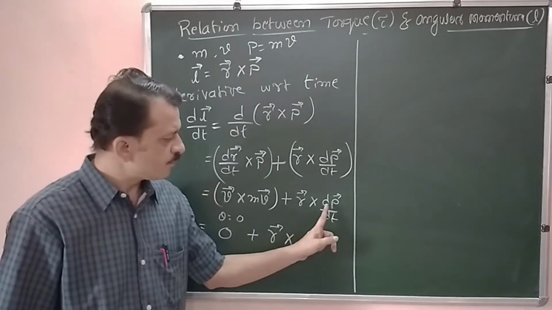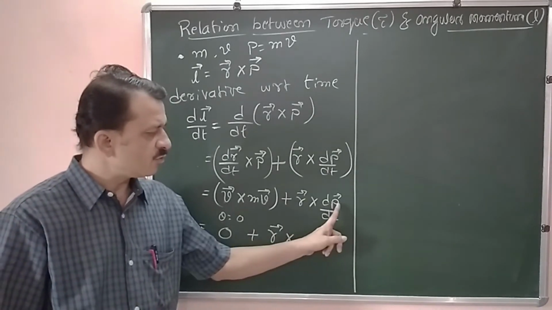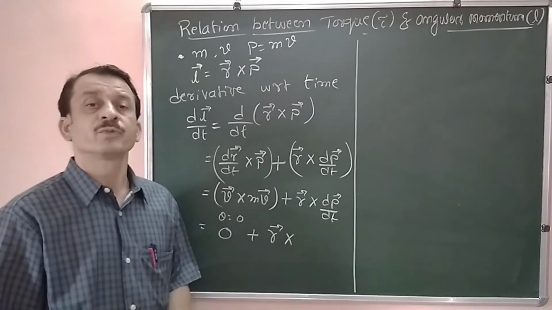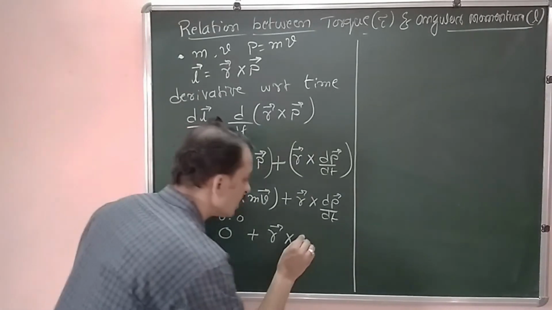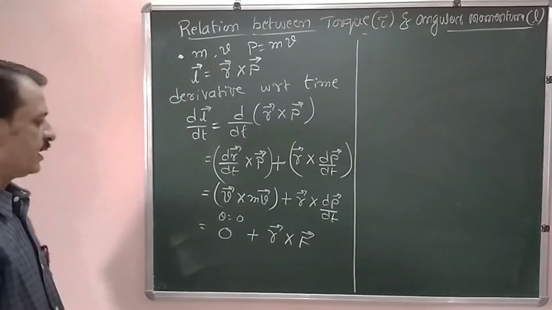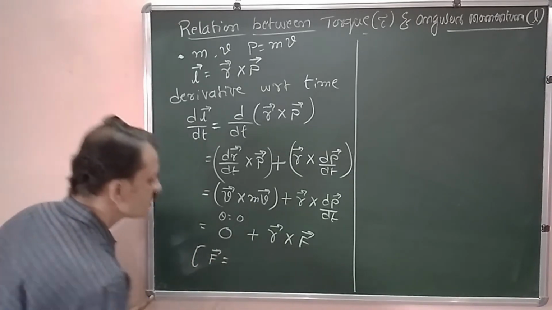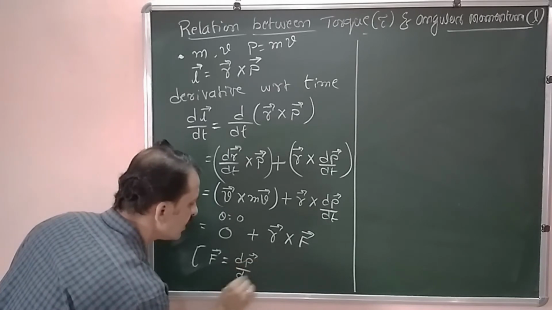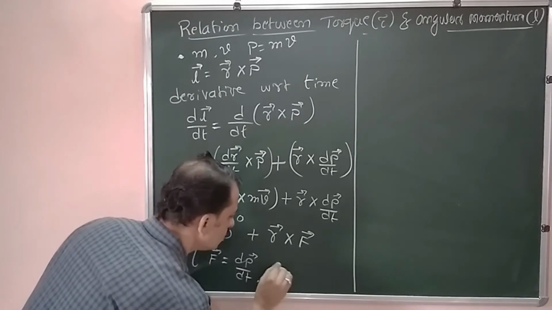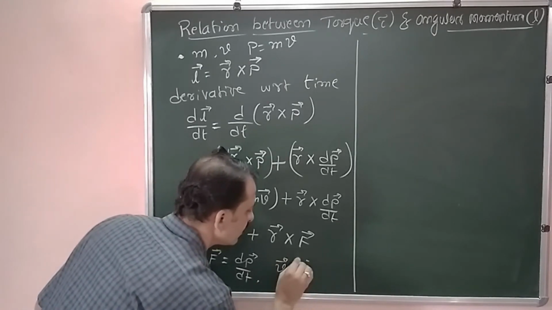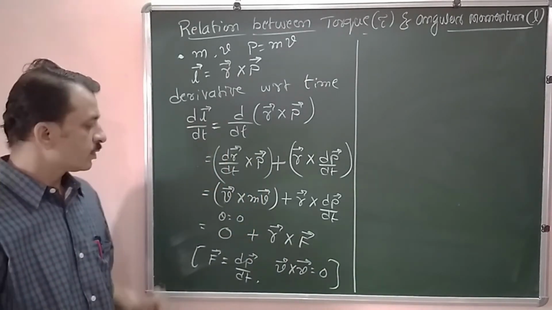Now we are left with the remaining term, r cross dp by dt. What is dp by dt? The rate of change of momentum. According to Newton's second law, the rate of change of momentum is nothing but the force applied. Here we have used from Newton's second law that force is equal to dp by dt. This thing we have applied, and also v cross v is zero. You remember that one.